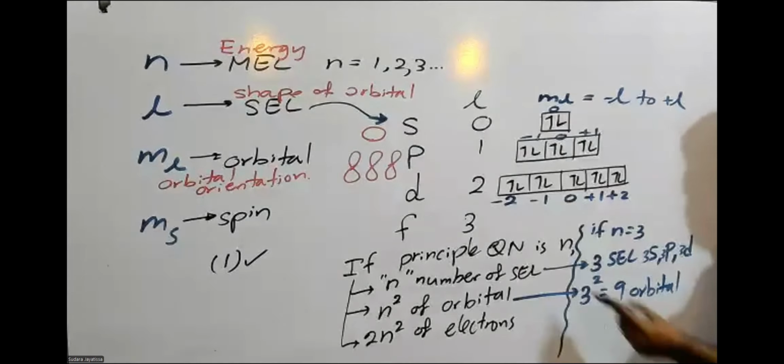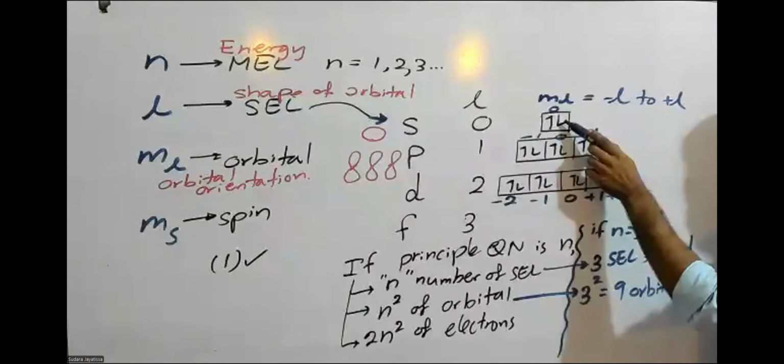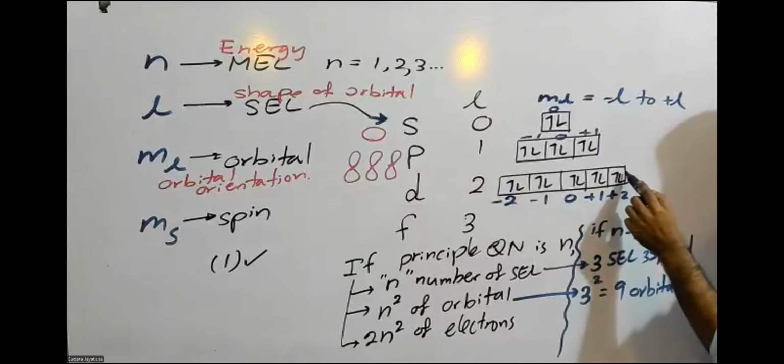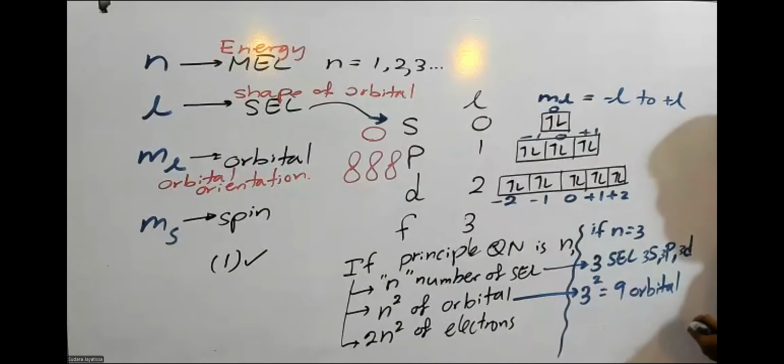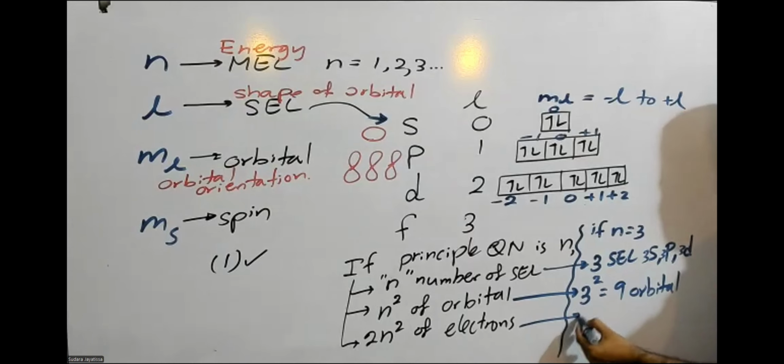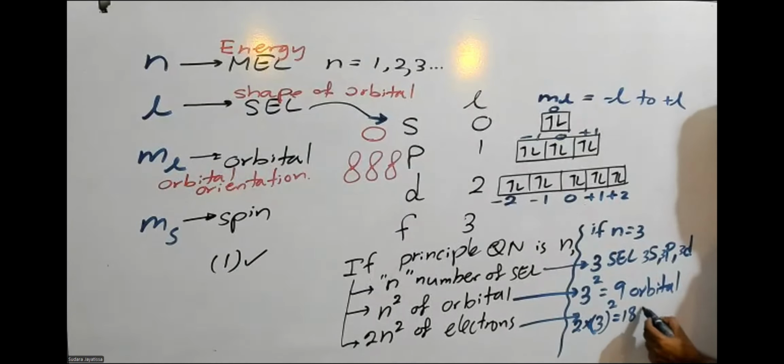That is true, no? You can see here: S has 1 orbital, P has 3 orbitals, and D has 5 orbitals. You add them up and it gives you 9 orbitals. And there will be 2 times 3 square electrons. That means 18 total electrons. That is also true. In the third energy level, there are 18 electrons.